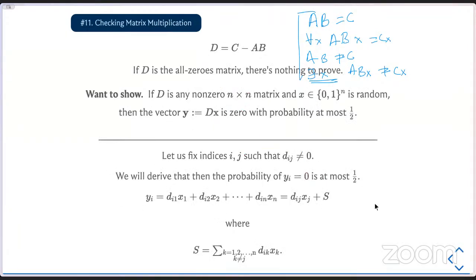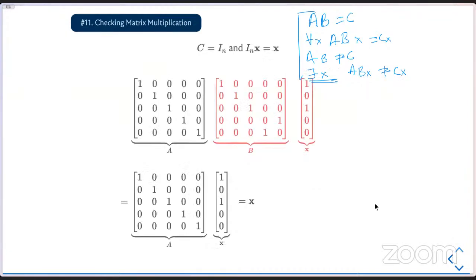So let's think of this matrix D, defined as C minus AB. If C is equal to AB, that's the nice situation. That's when the matrix wizard did the right thing. So if C is equal to AB, then D is all zeros, and here we have nothing to prove. But on the other hand, if D is a non-zero matrix, we want to say that, hopefully, we detected it.